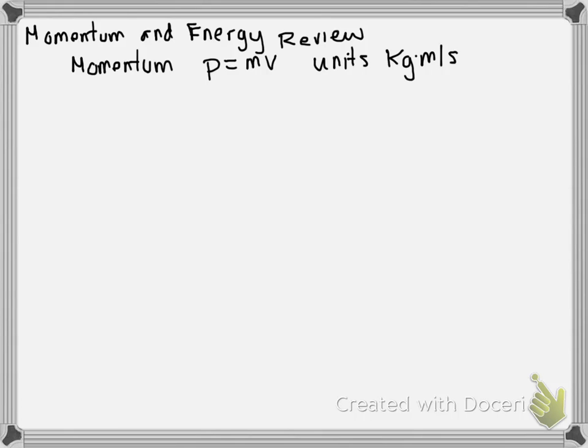Momentum symbol is the p. m is mass in kilograms, and v is velocity in meters per second. Units for momentum are kilogram meter per second.